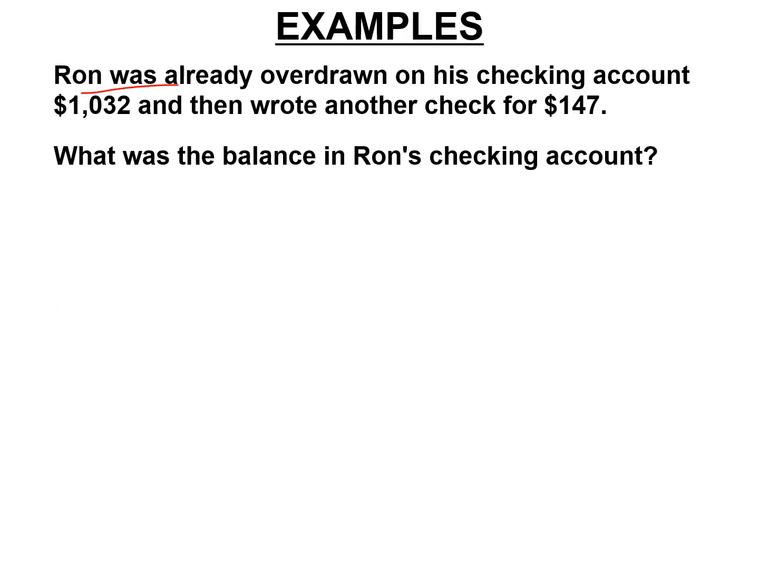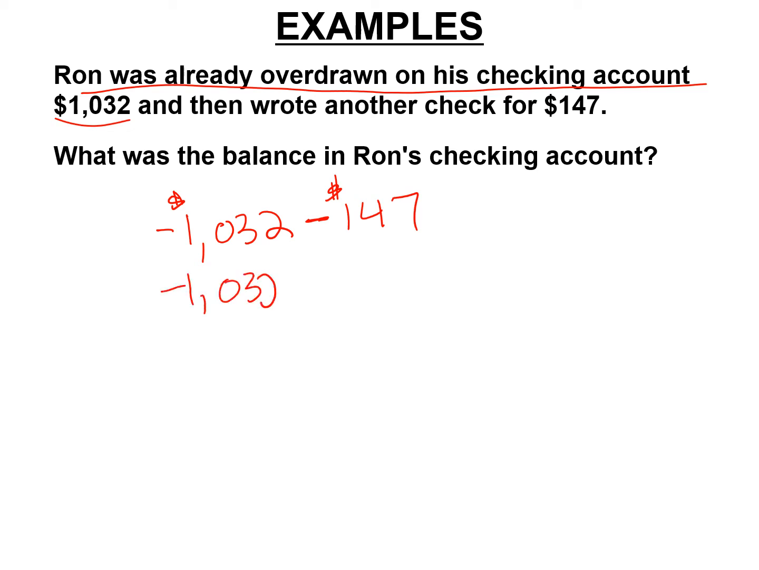Ron was already overdrawn on his checking account. That means overdrawn is the word for you're already negative. You've written checks that you did not have money for. Then he wrote another check for 147. So he subtracted another 147 from his account. So that's the same as negative 1,032 plus negative 147.